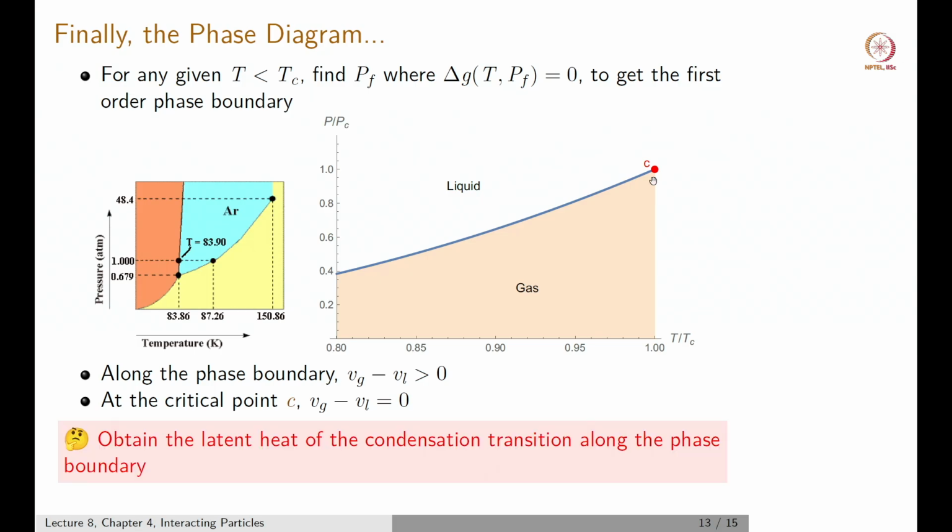Before I tell you some interesting things about the critical point, I invite you to work out what is the latent heat of this condensation transition. You can work out the latent heat, and you can relate that to the slope of this curve.